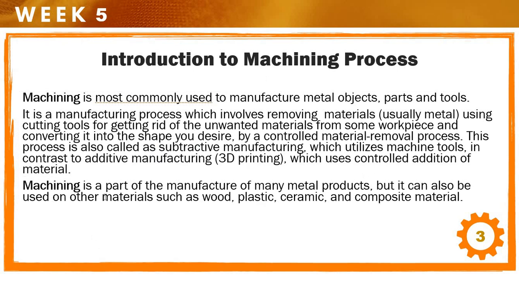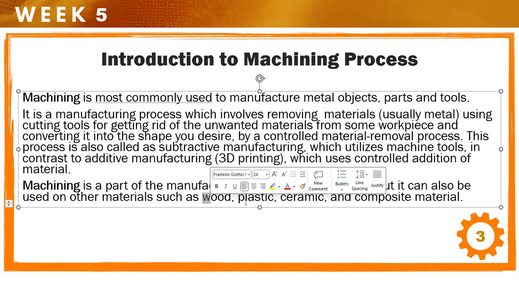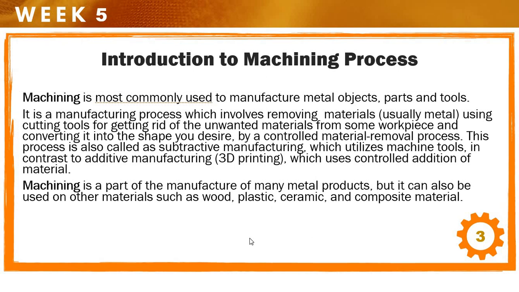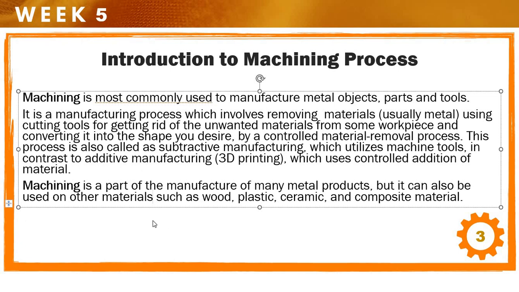Another meaning of machining is that it is a part of the manufacture of many metal products, but it can also be used on other materials such as wood, plastic, ceramic, and composite materials. But here in our discussion, we will focus on metal products.